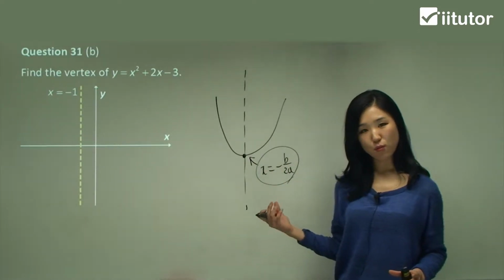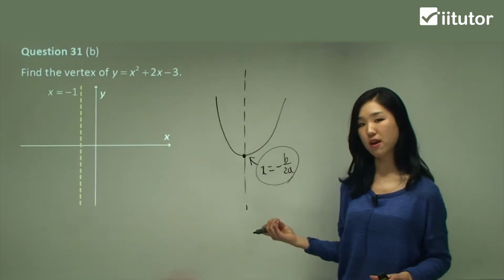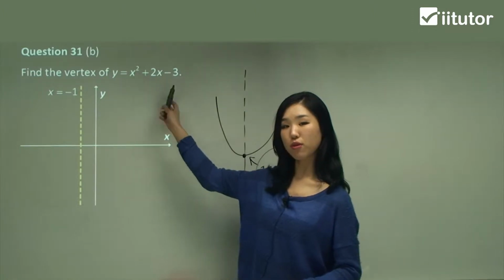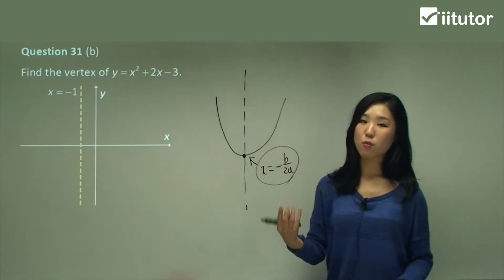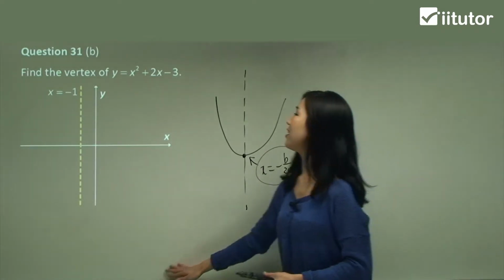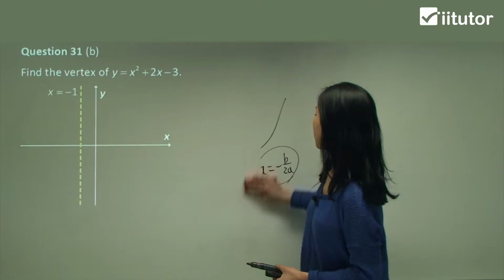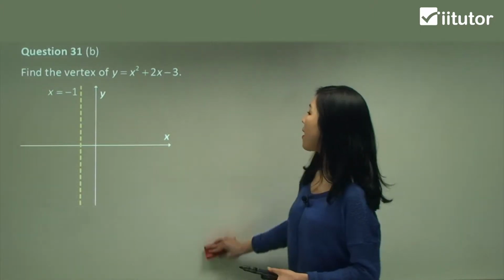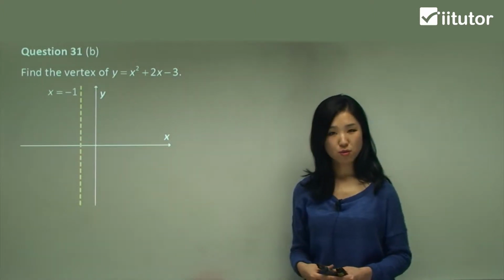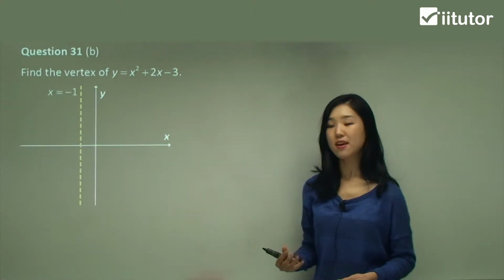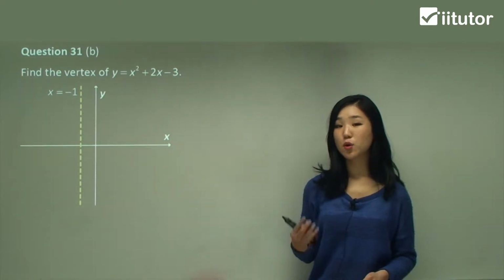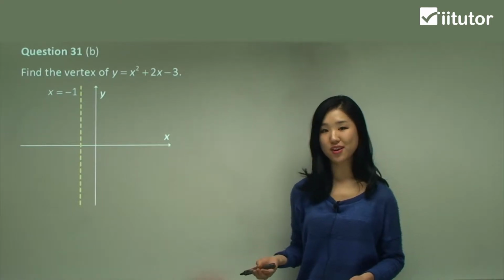And once we use this formula to find the x coordinate of the vertex, we can substitute that point back into the original graph or the equation and find the value for y, which is the y coordinate of the vertex. Okay, so I'll just show you what I'm going to do in this question. In part A, we found that x equals negative 1 is the axis of symmetry, which passes through the vertex. So negative 1 is the x coordinate of the vertex. So all we need to do now is find the y coordinate of the vertex.